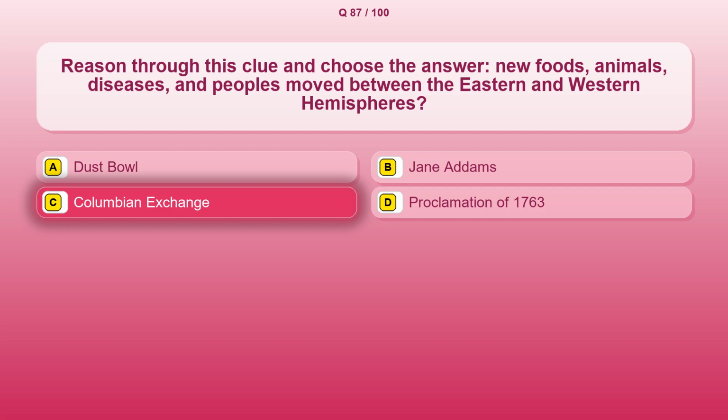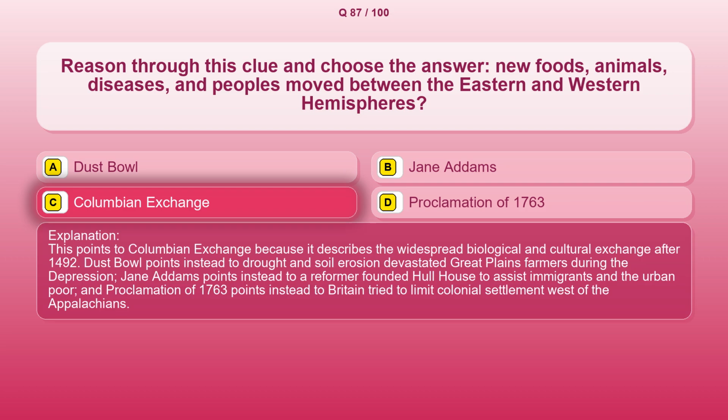The correct answer is option C, Columbian Exchange. This points to Columbian Exchange because it describes the widespread biological and cultural exchange after 1492. Dust Bowl points instead to drought and soil erosion devastated Great Plains farmers during the Depression. Jane Addams points instead to a reformer-founded Hull House to assist immigrants and the urban poor, and Proclamation of 1763 points instead to Britain tried to limit colonial settlement west of the Appalachians.